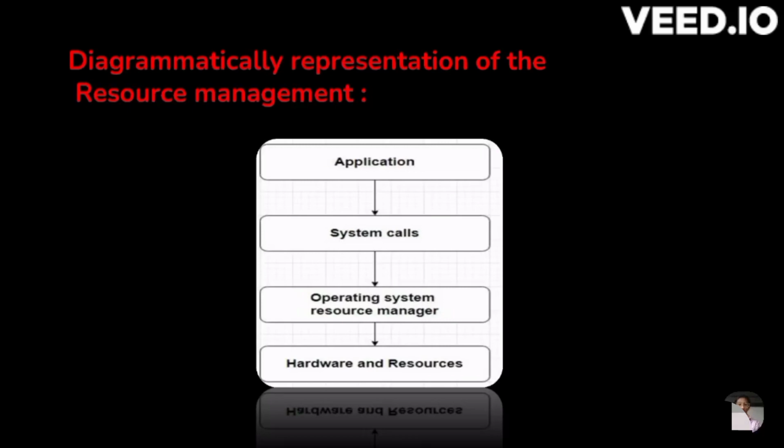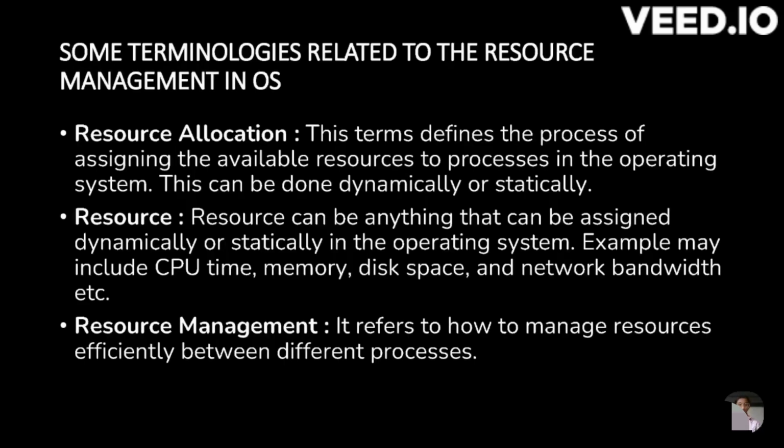Next, here is the diagrammatic representation of resource management. The resource management consists of the application, system calls, operating system resource management manager, and hardware and resources. These are the main four components of the resource management. Next, here are some of the terminologies related to the resource management in operating system.